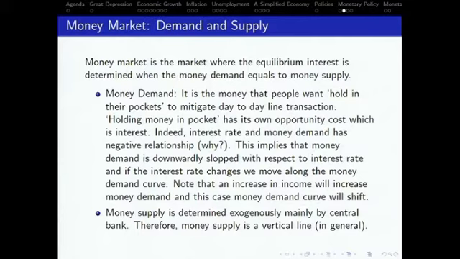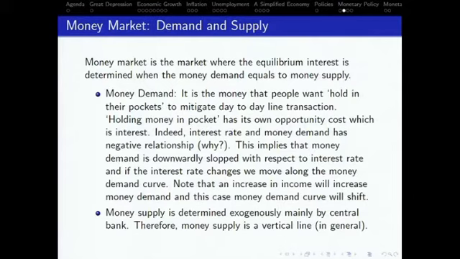Interest rate. So what does that mean? The moment you keep more and more money in your pocket, you're giving up those interest rates which you can easily earn if you put your money in the bank. Right? So in other words, interest rate is the opportunity cost of holding money. Is that clear? Now the question is, what is the relationship between holding money and the interest rate?